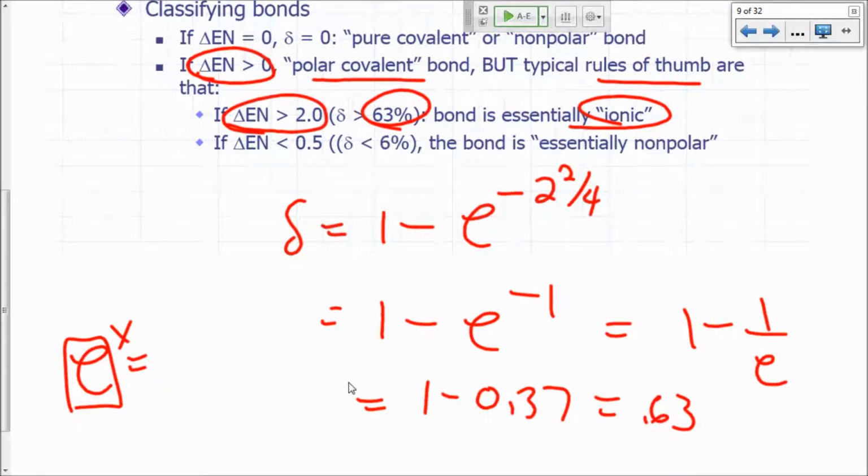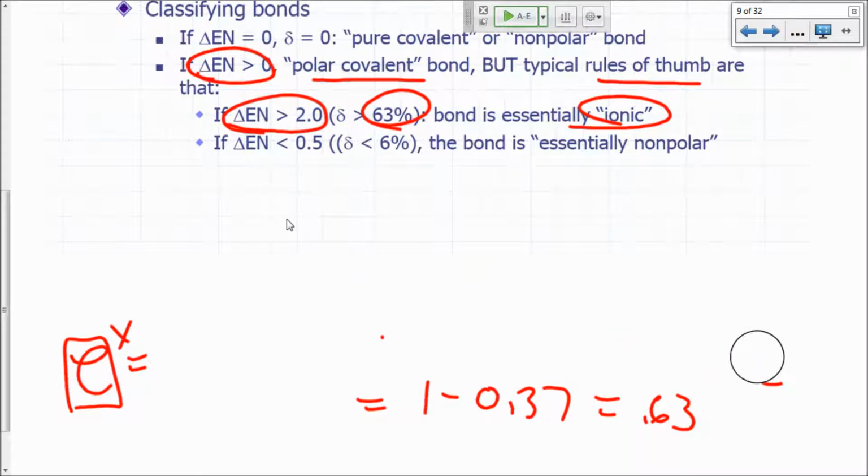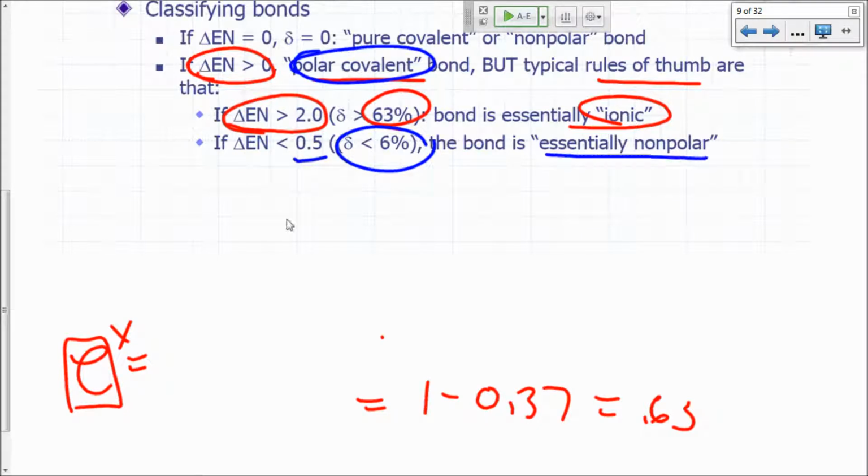Now, when your electronegativity difference is less than 0.5, you'll find that the partial charge would be less than 6%. The transfer of electrons between the two atoms is less than 6%. We say that even though, strictly speaking, the bond is polar covalent, that difference is so small that the bond is essentially nonpolar.